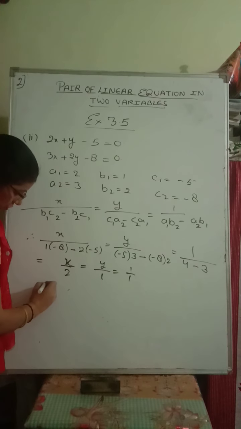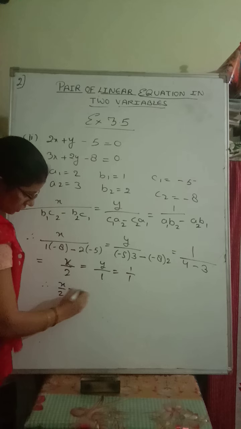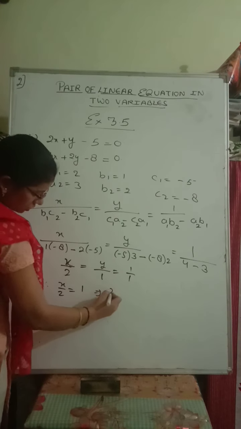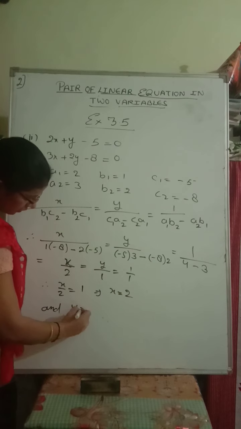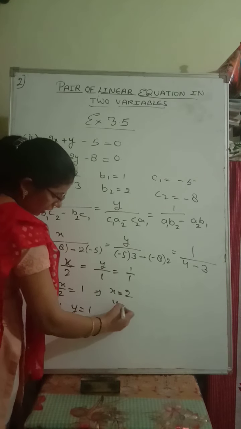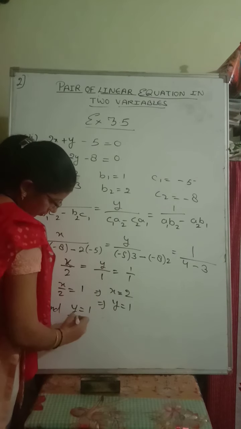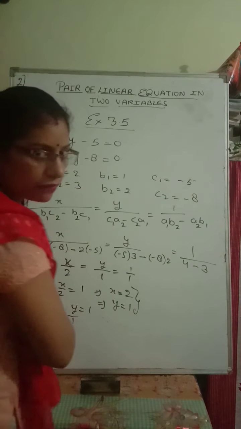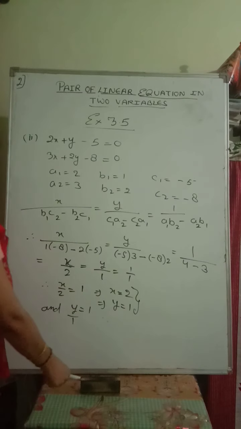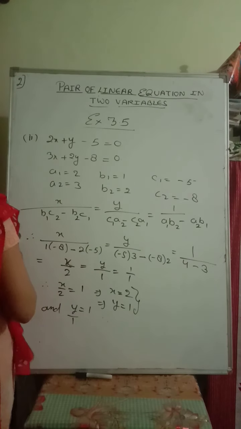So x upon 2 is equal to 1, which shows x is equal to 2, and y upon 1 is equal to 1, so y is equal to 1. Therefore we have the two values, x is equal to 2 and y is equal to 1. So this is the solution by the cross multiplication method.